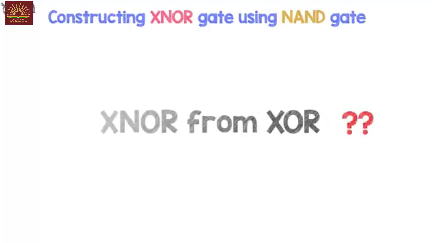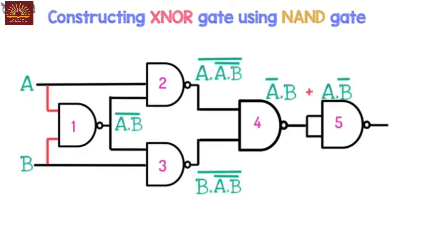How do we obtain XNOR gate from the XOR? This is not so difficult. We just complement the XOR gate using one more NAND gate.